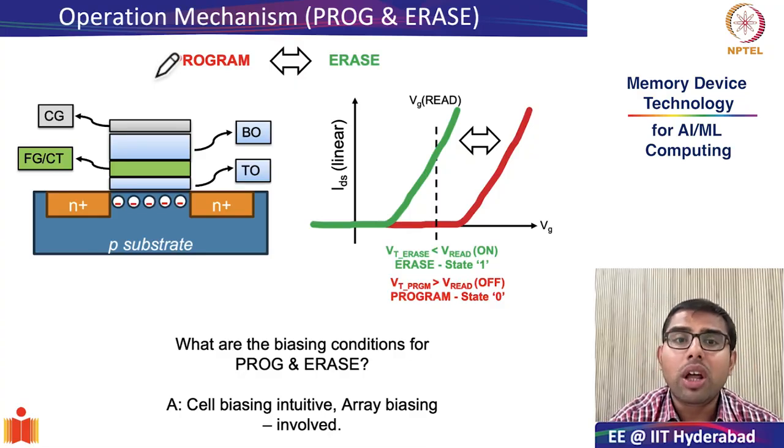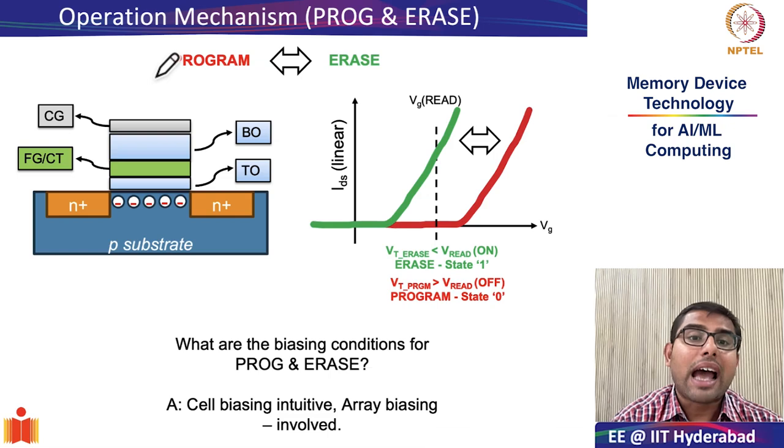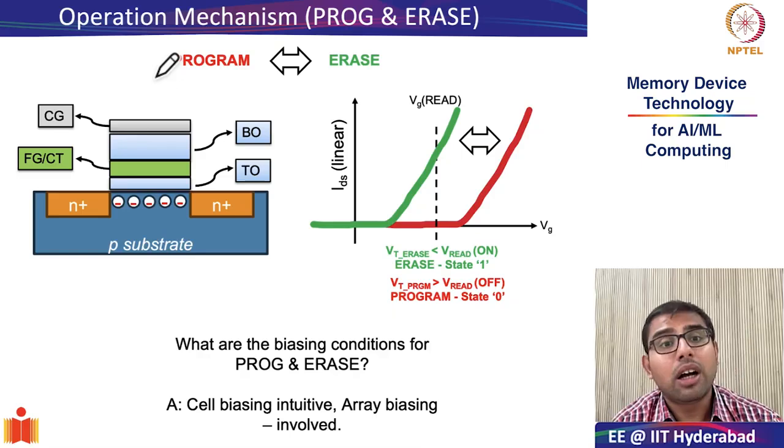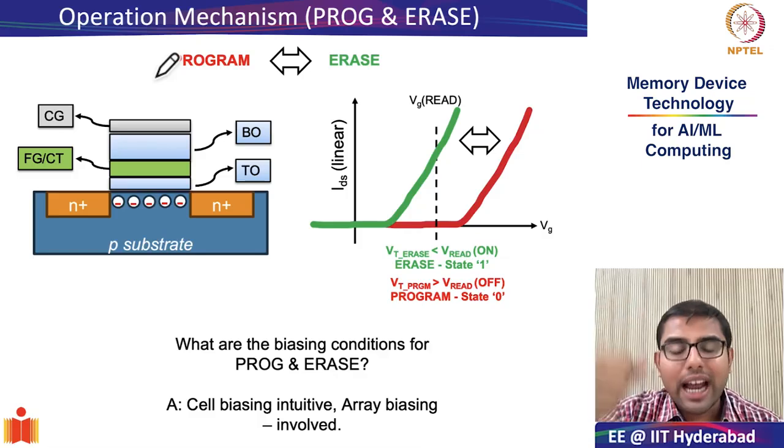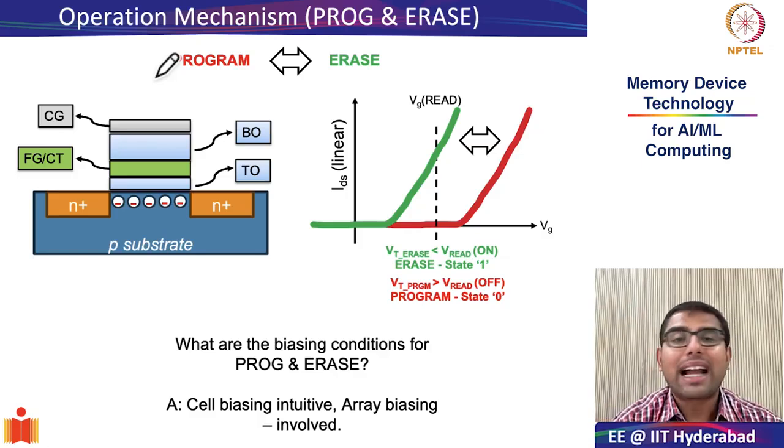So let us conclude our study today. We saw today how program and erase operations happen in a specially designed floating gate transistor with a charge storage layer. Program and erase operations happen when you pull electrons into the charge storage layer and when you push them back out into the channel.